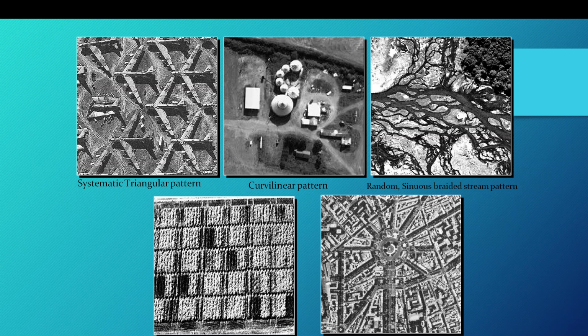Then the random or sinuous braided stream pattern. This chaotic pattern is commonly seen in natural river systems where water channels split and merge unpredictably. Then the systematic linear rows of potatoes. This orderly pattern shows linear rows in agriculture reflecting organized planning methods. Then the radiating road patterns common in urban cities. This pattern features roads radiating outward from a center point such as a city square or a roundabout. So these patterns are key indicators for interpreting land use development and natural formation from aerial imagery.